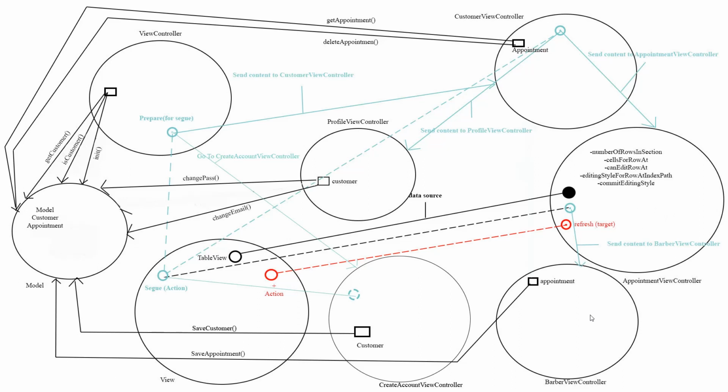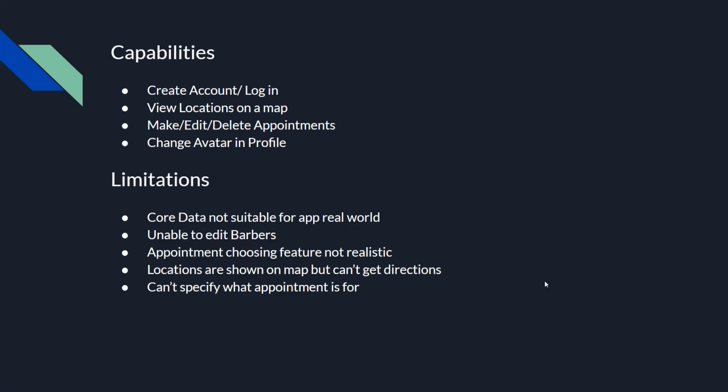And lastly, in the barber view, if a customer is making an appointment, it's going to communicate with the model to save that appointment. Some of the capabilities that this app has, it gives the user the ability to create an account or log in. They can view locations on a map. They can make, edit, delete appointments, and they can change an avatar in their profile.